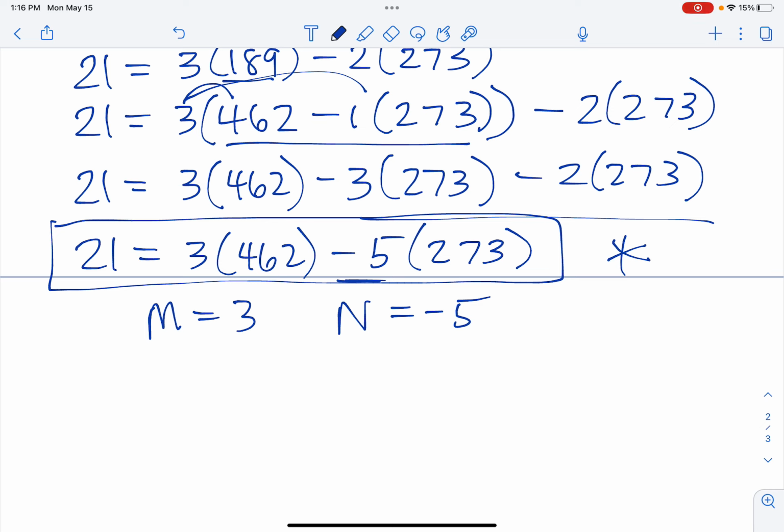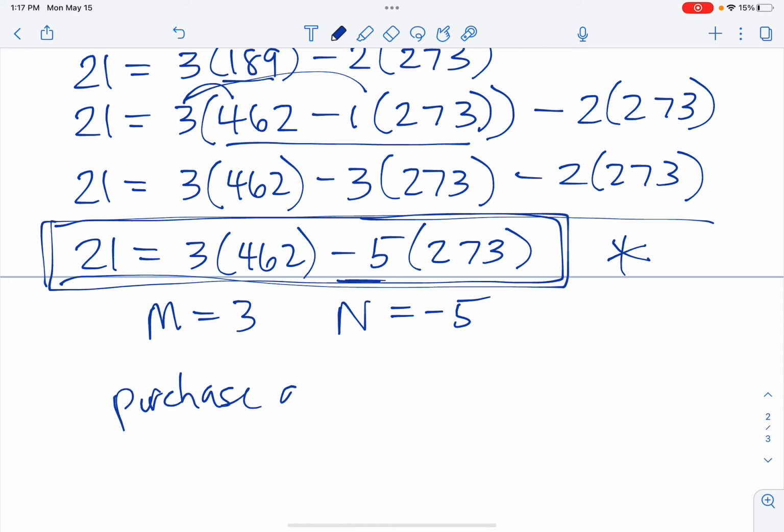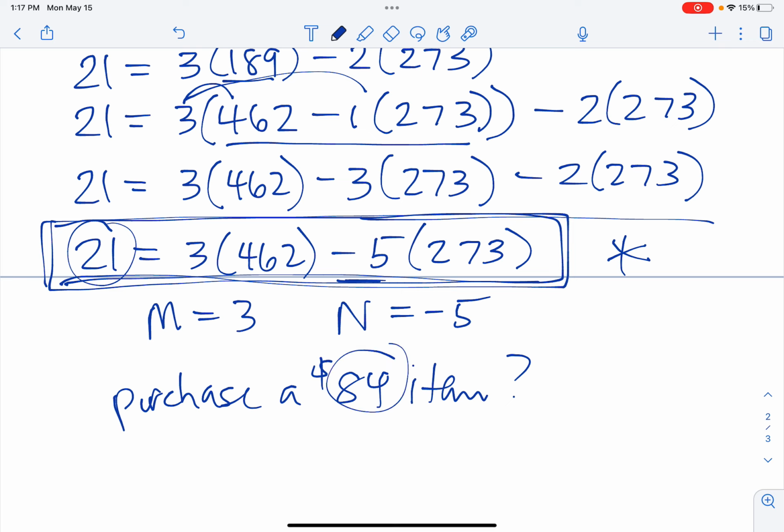How do you purchase an item? Now that you have this equation, you can use this equation to figure out how to purchase anything, right? So in other words, let's say you had to purchase a $84 item. Sorry, kind of sloppy. But you want to purchase an $84 item. I just figure out, how do I turn a 21 into an 84? And I can see that must be a multiple of 4, right? 21 times 4 is 84.